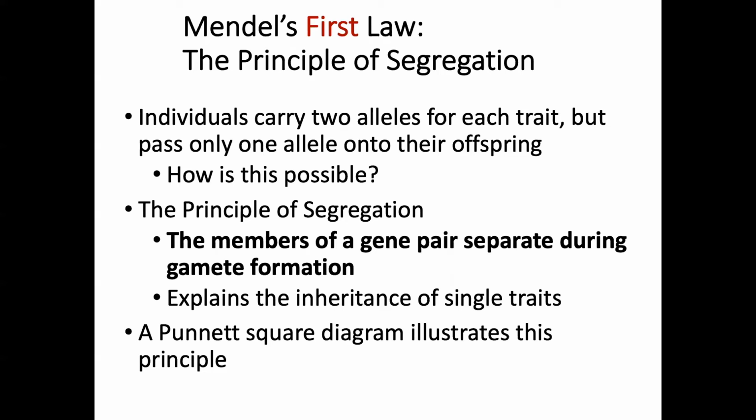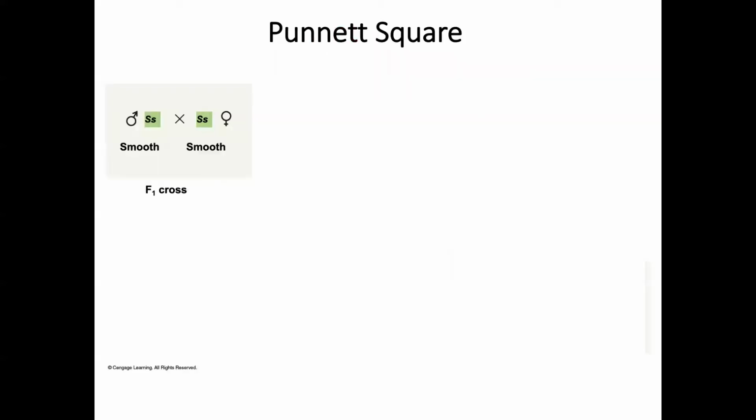A Punnett square diagram can illustrate this principle, as our next slide shows. This is an example showing how a Punnett square can be used to derive the F2 ratios in a cross from the F1 generation, okay? Say the F1s are heterozygous, and the big S is a dominant trait, meaning smooth, and the small s means wrinkled, which is a recessive trait, okay?